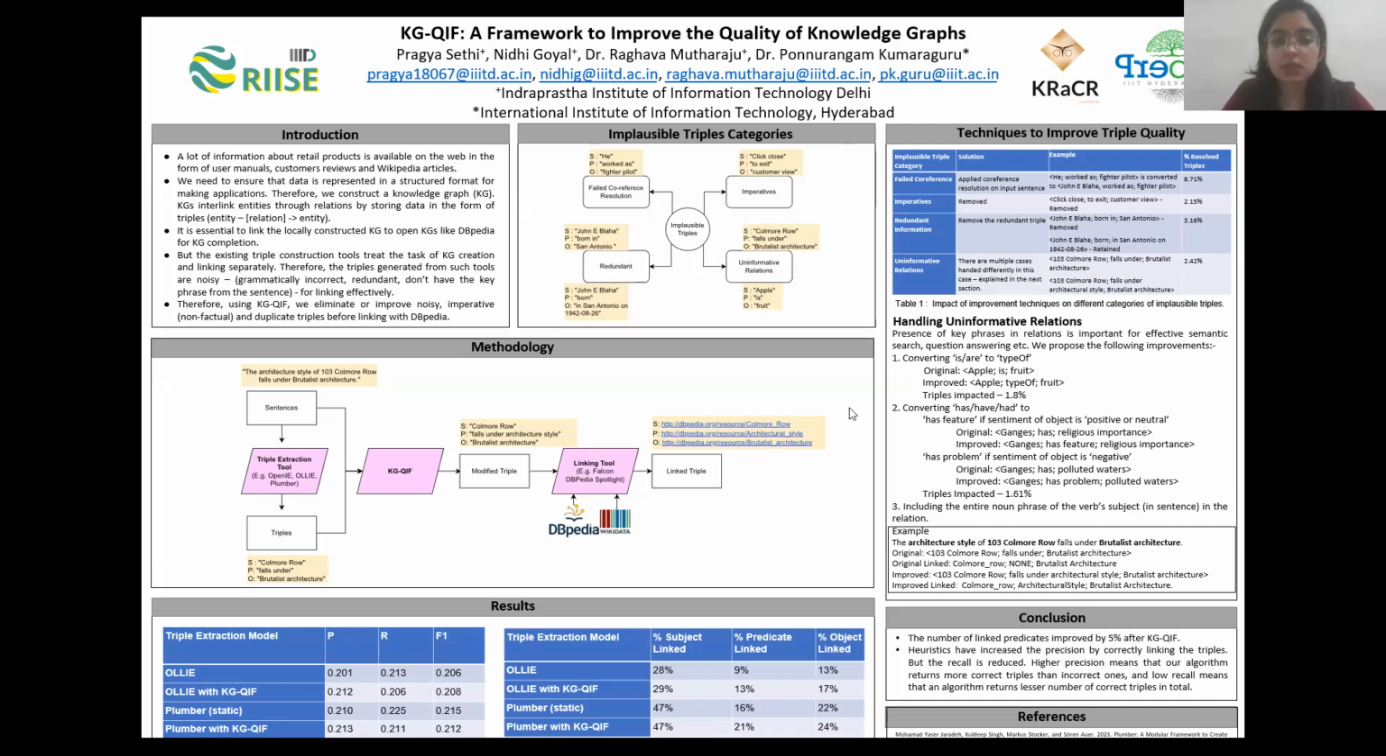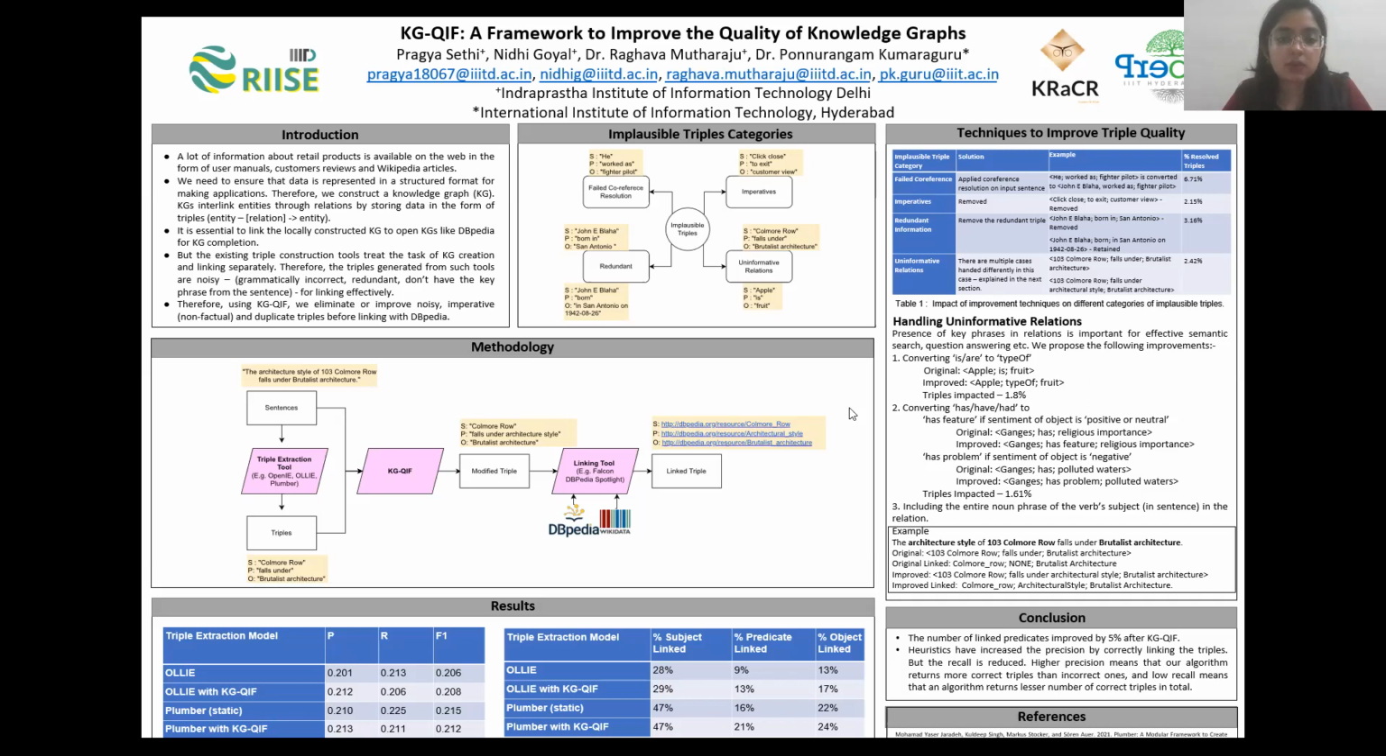We need to convert this data into a structured format to be able to use it in different applications and downstream tasks like semantic search and recommender systems. Therefore, there has been extensive research in building knowledge graphs where such information is captured in a structured format in the form of triples that consist of two entities that are connected to one another by a relation.